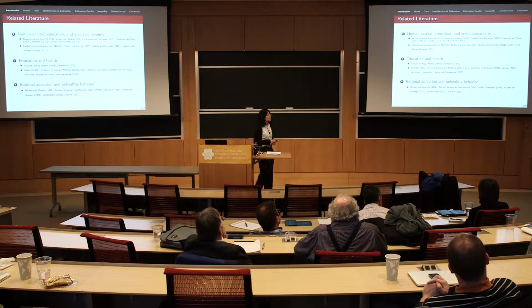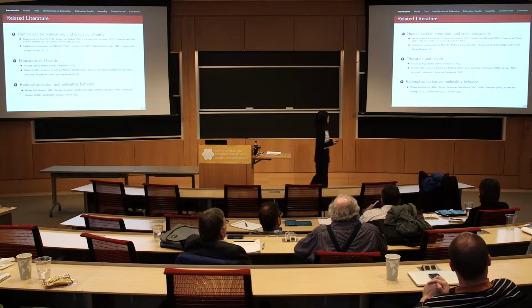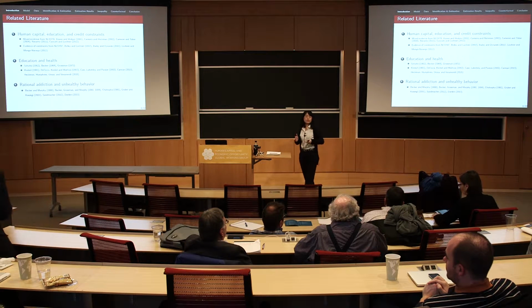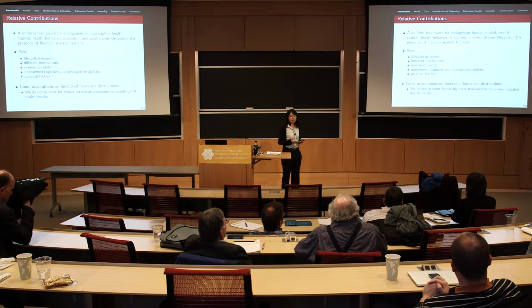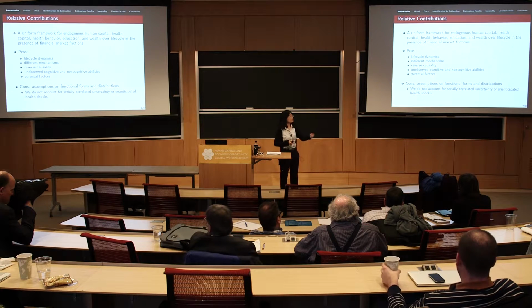So in terms of related literature, we are also standing on the shoulders of giants. This paper is linked with three different strands of the literature. The first is human capital, education, and credit constraints. The second is the literature on education and health, and how education impacts health. And the last one is the rational addiction literature, and also the literature on unhealthy behavior. In the interest of time, I won't go into details of each of those papers. But I think it's useful to have a comparison of the relative contributions of our paper compared to the previous literature.